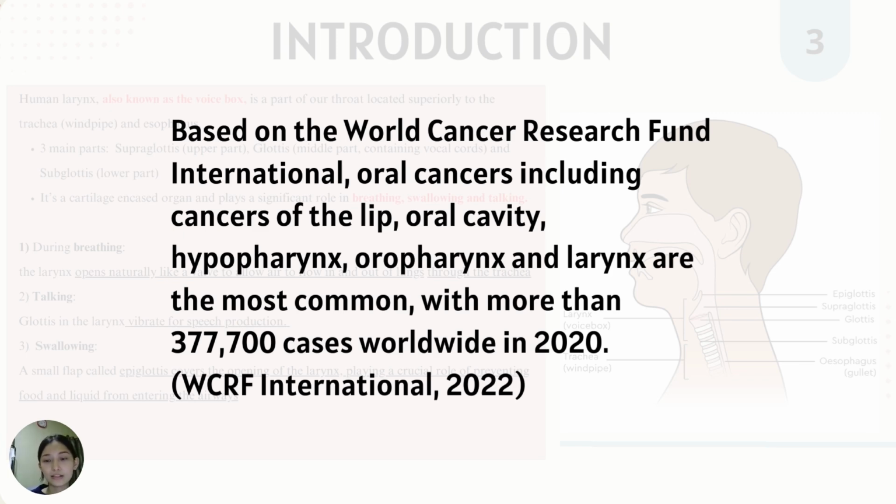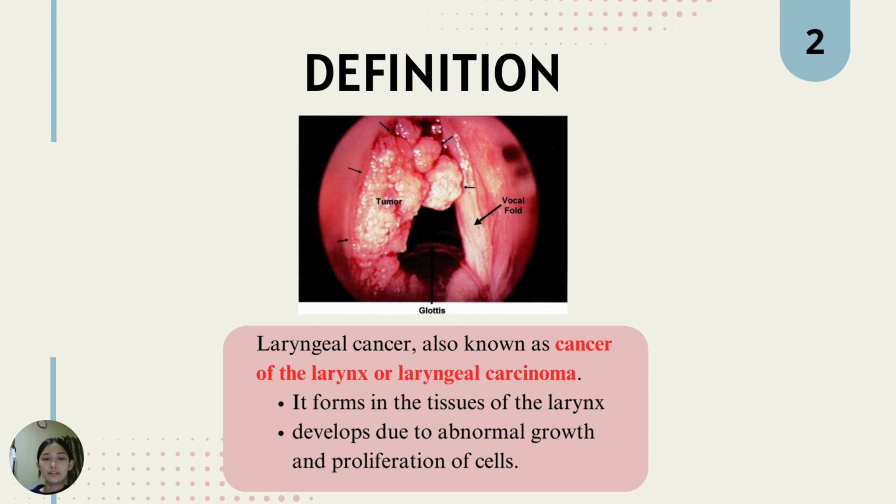Next, let's go into the definition of laryngeal cancer. It is also known as cancer of the larynx or laryngeal carcinoma. It develops due to the abnormal growth and proliferation of cells, and it forms in the tissues of the larynx. You can look at the diagram. The left side is basically the tumor made because of the abnormal growth and proliferation of cells.